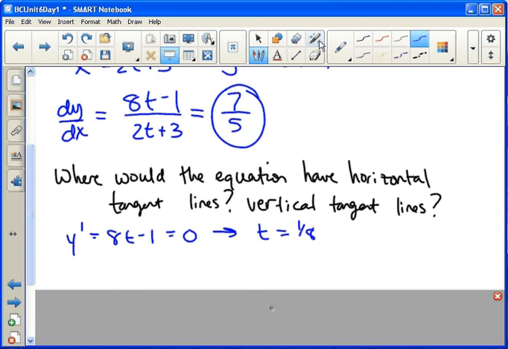So horizontal tangent lines, and I have this written down just behind this screen, so you'll see it in a second. Horizontal tangent lines happen at the t values where y prime equals 0.